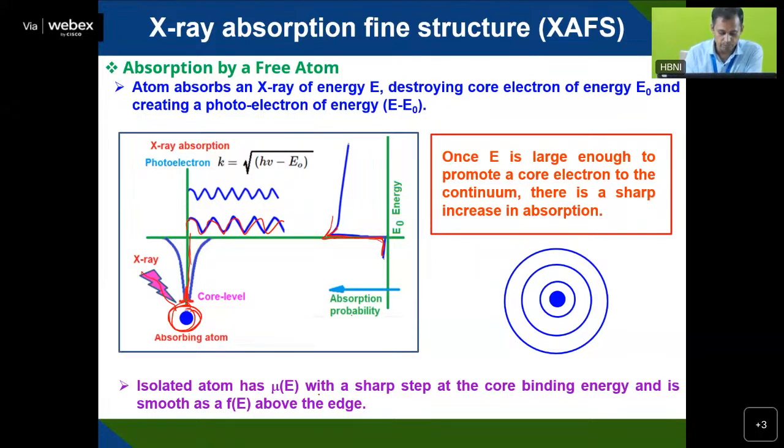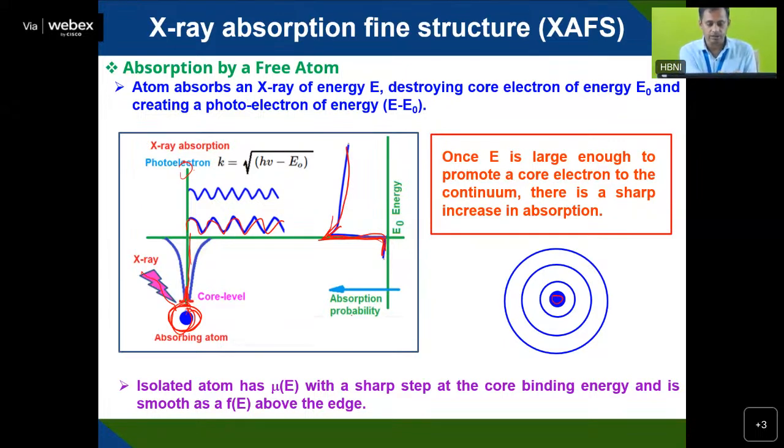But for an isolated atom, mu is a sharp step at the core binding energy and is smooth as a function. That means because of this isolated atom, there is a sharp transition you will observe here. This will occur once the energy is large enough to promote the core electron to the continuum, and there is a sharp increase in absorption. Because from here to here it will go to the excited state, then the absorption will occur. Like an isolated atom, you will see this type of spectra in case of atomic X-ray absorption spectroscopy.